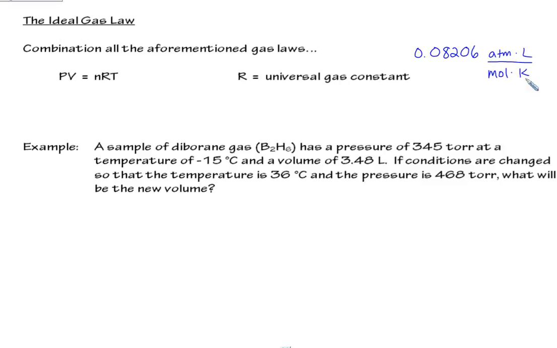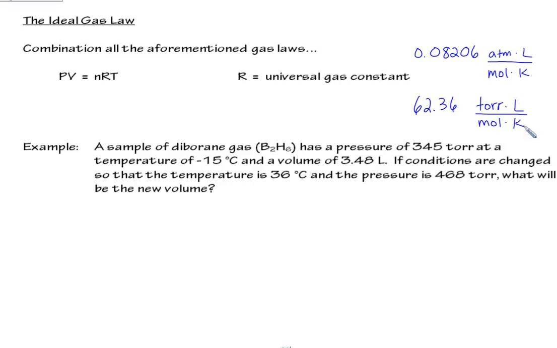The other one that's pretty common is 62.36, and this would be torr liter per mole Kelvin. A torr is the same as a millimeter of mercury, and they'll tell you that in the packet as well.